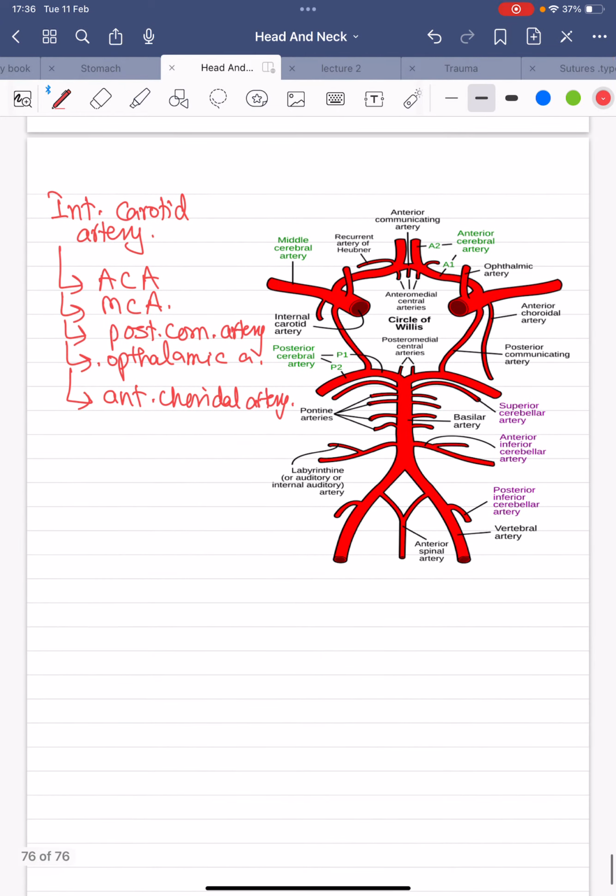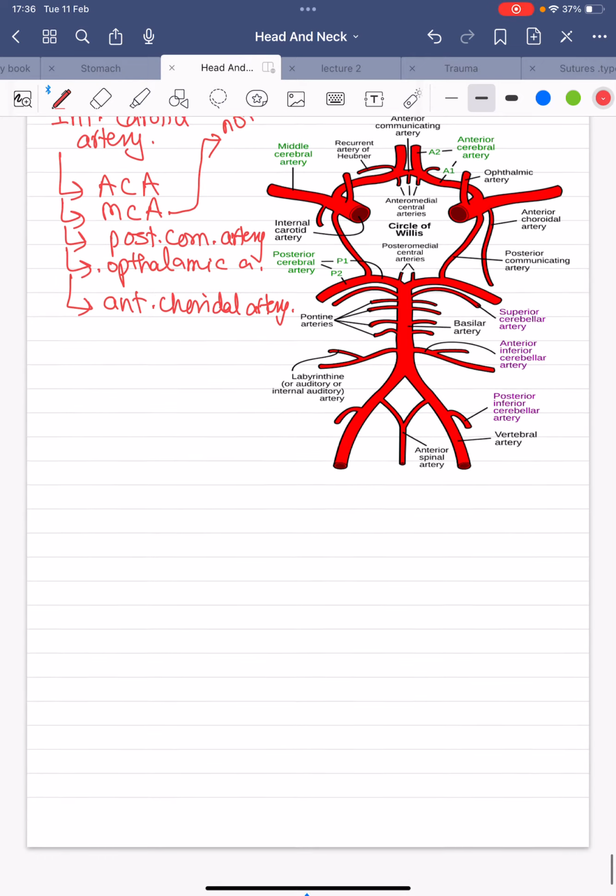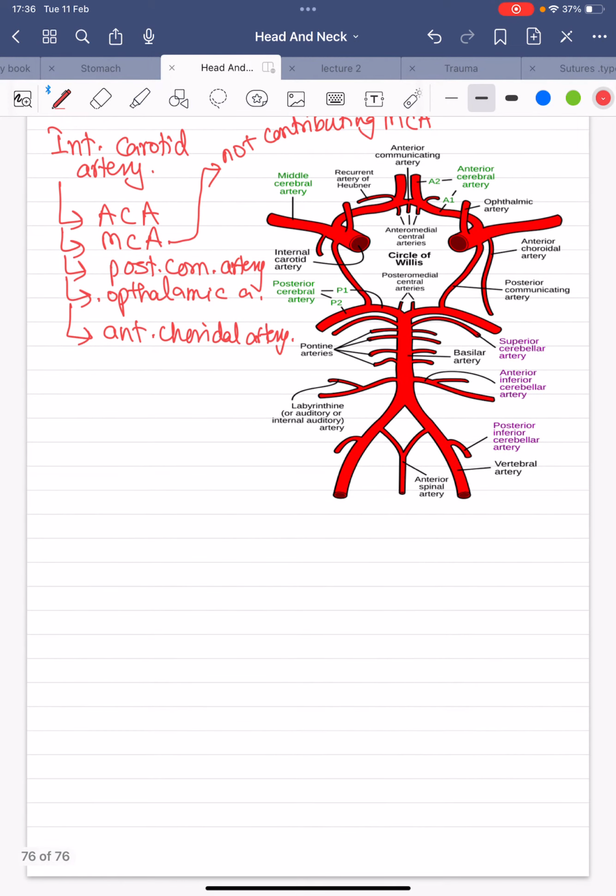Now see here, the middle cerebral artery is not contributing to the circle of Willis. This is your MCQ. Okay, now see here how you are going to draw this diagram.